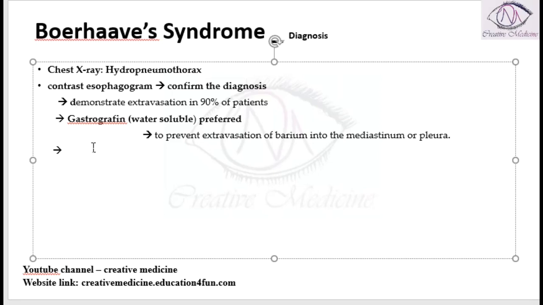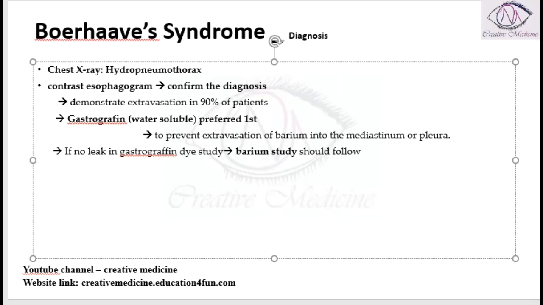And if no leak is seen in the gastrografin dye study, then a barium swallow can be done. So first we do a gastrografin or water soluble dye study, mainly to prevent barium extravasating into the mediastinum or pleura if there is a perforation. If there is no leak of the dye, that means there is no perforation, or the perforation has been closed. So in such cases, a barium study can be done.